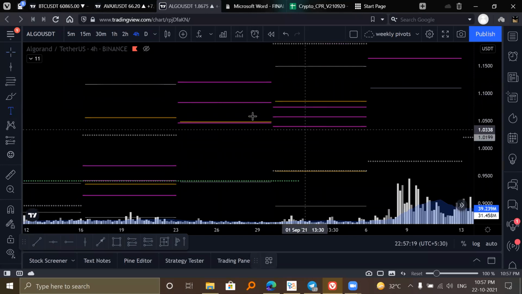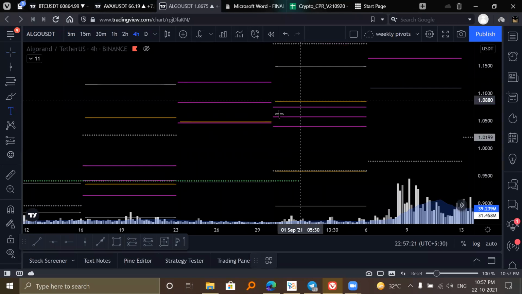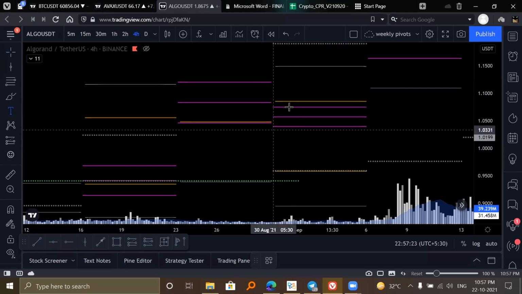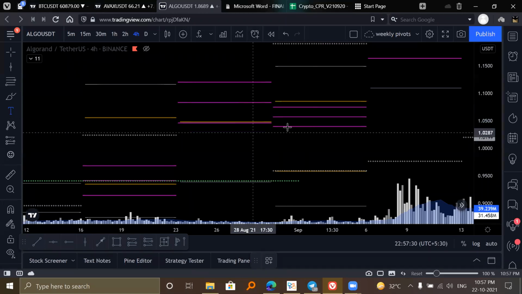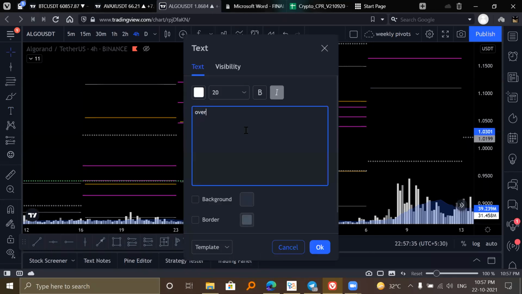If you read the Secrets of Pivot Boss, then the accurate description will be given. Like the H3 of this week will remain below the central pivot of last week. I'm just saying in brief. So this is the overlapping lower value relationship.